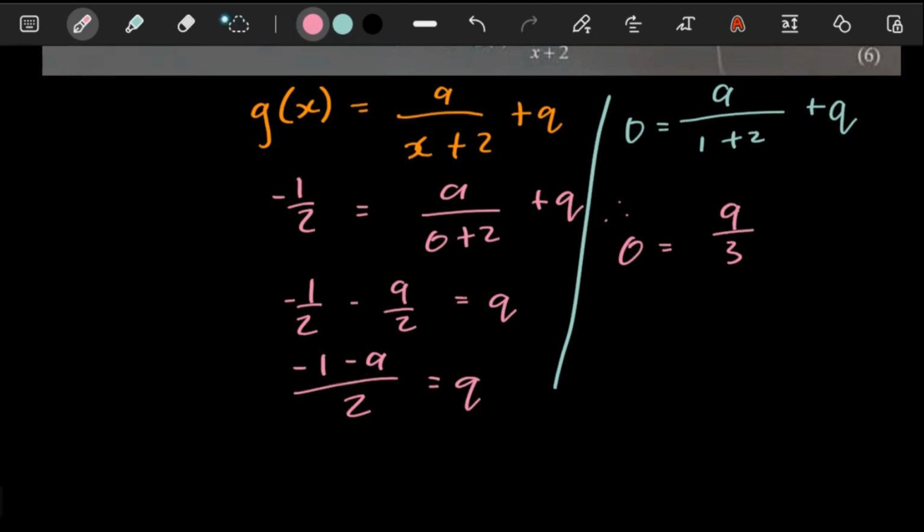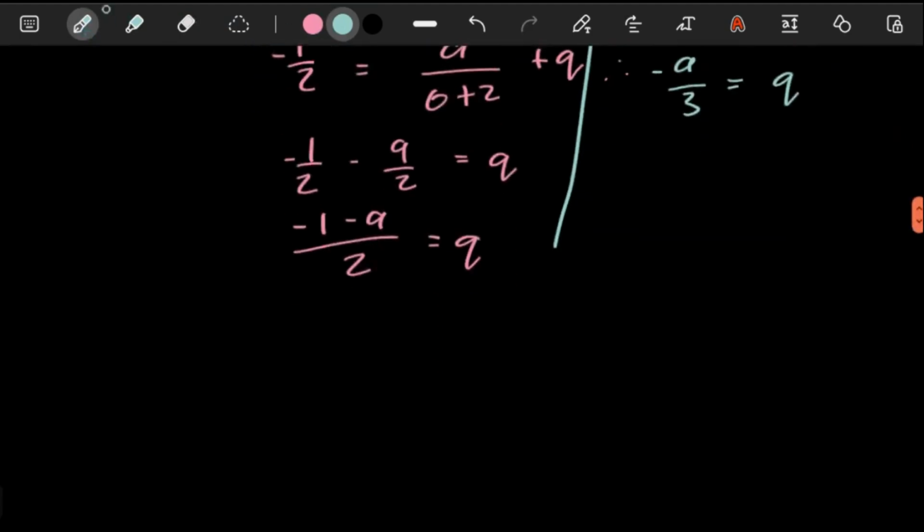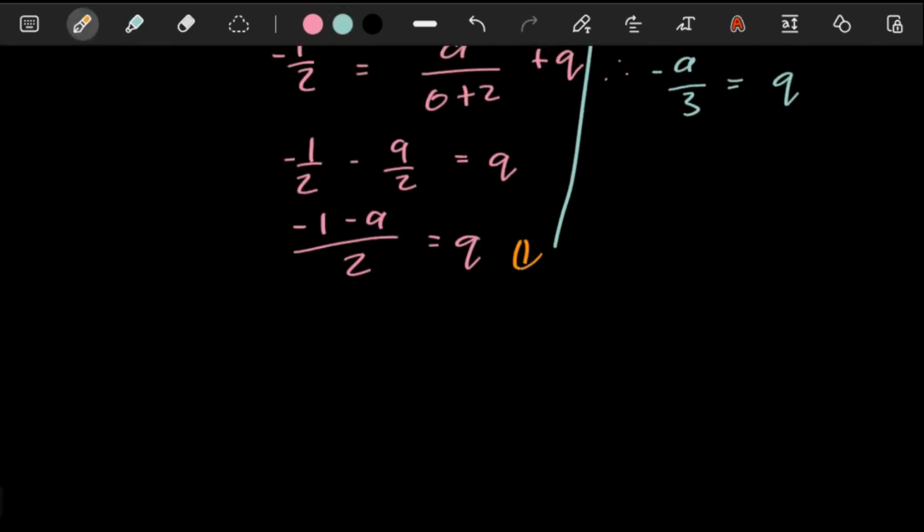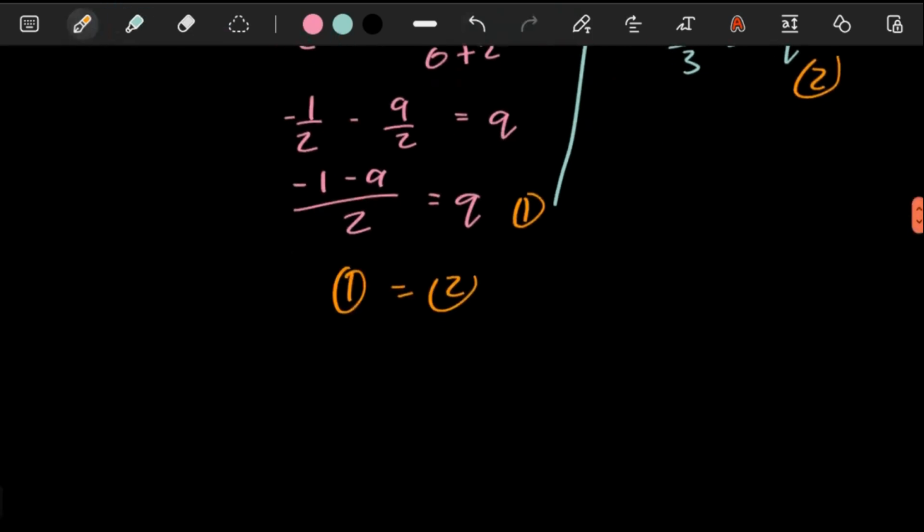And then let's actually isolate q here so we can just make them equal to each other. It's going to make our life much easier. So this can go to the left, and this is equal to q. So both equations here are equal to q, right? So therefore, we can label this equation 1, equation 2. Equation 1 equal to equation 2. How's that going to end up?